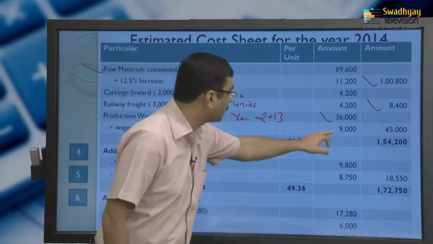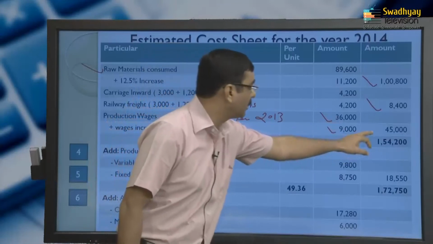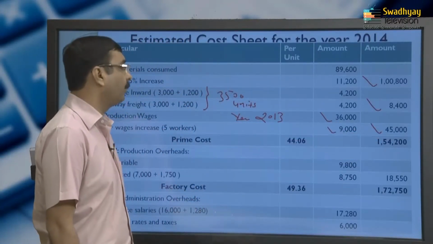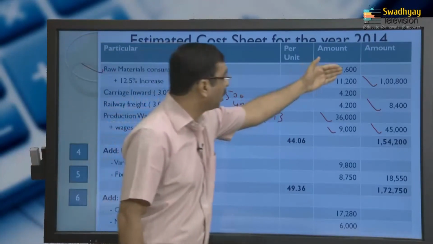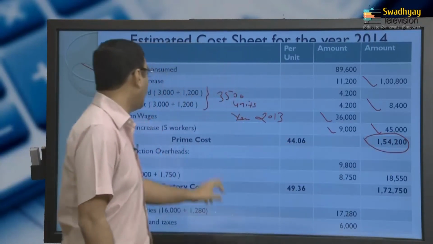So it comes to 9,000 rupees. So 9,000 rupees increase in productive wages, and added into this the amount of productive wages for the year 2014, which comes to 45,000 rupees. Now the total of these 3 items is 1,54,200 rupees, and that is your prime cost.